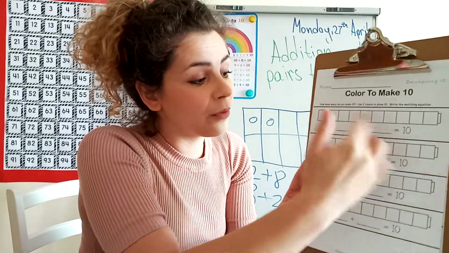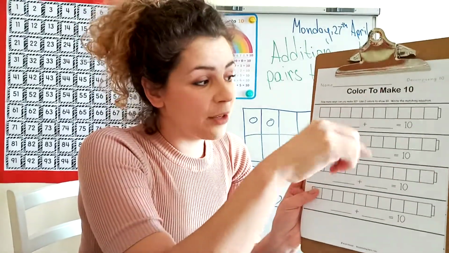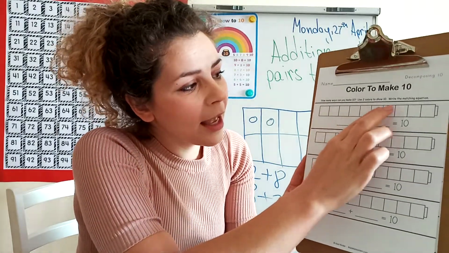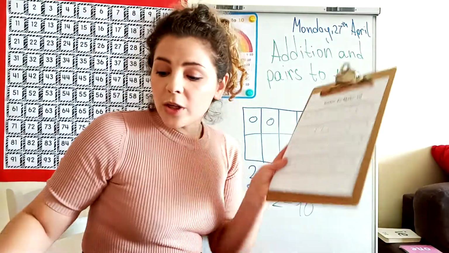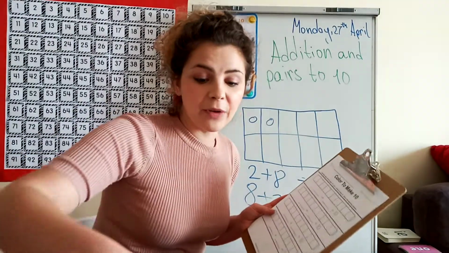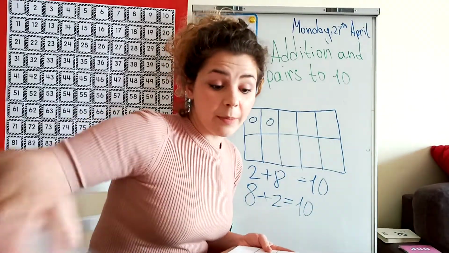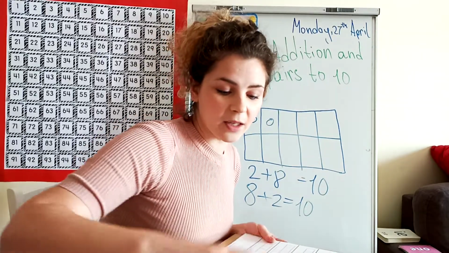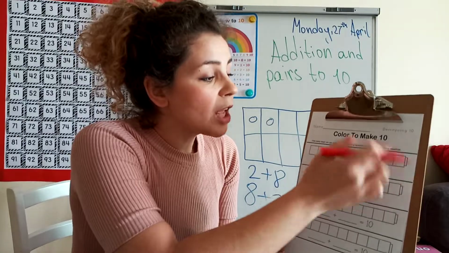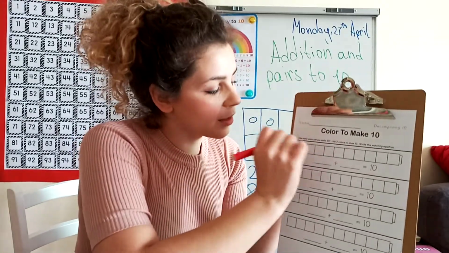So in each of these lines, there's 10 of them. Yeah, we can even check. 2, 4, 6, 8, and 10. So what you need to do, you can take some markers, or even better if you have colored pencils, because markers are wet and they can destroy the paper a little bit. Okay, and what do you do? You color them in different colors.